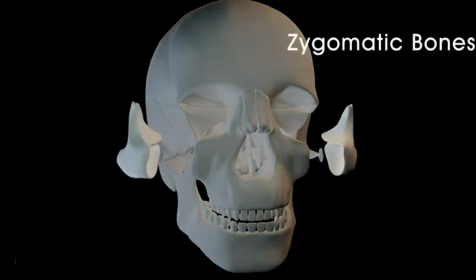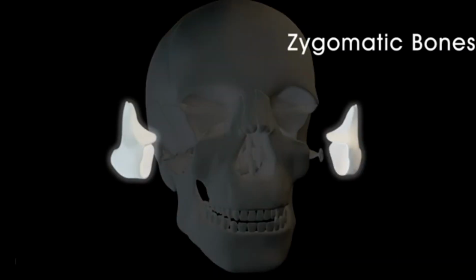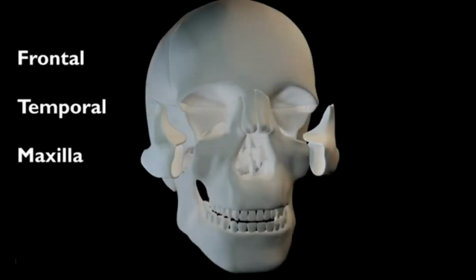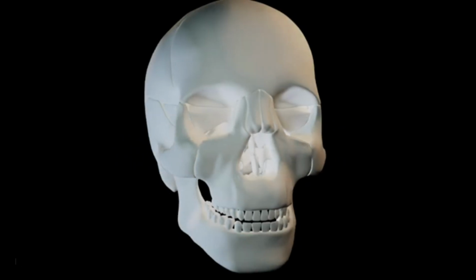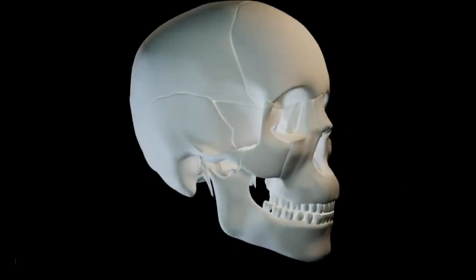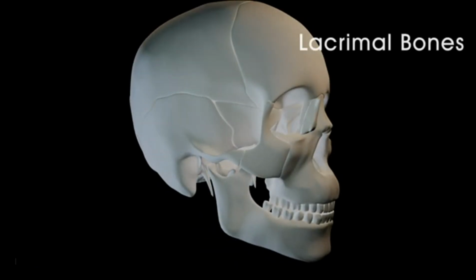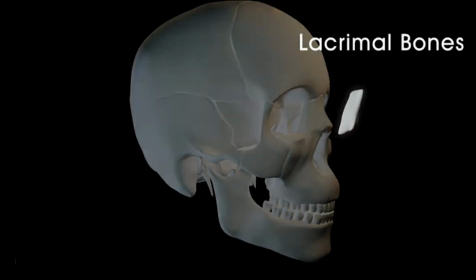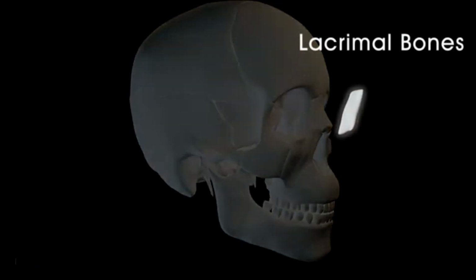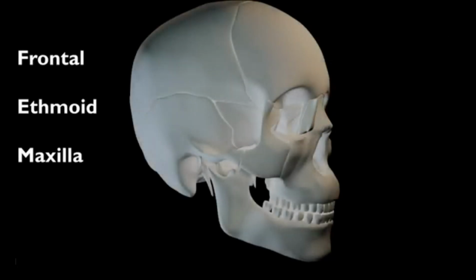Zygomatic bones, also known as the cheekbones, contribute to the prominence of the cheeks. They articulate with the frontal, temporal, and maxilla bones. The lacrimal bones are delicate thin bones located on the inner aspect of the eye sockets. They house the lacrimal sac and provide support to the tear ducts. These bones articulate with the frontal, ethmoid, and maxilla bones.